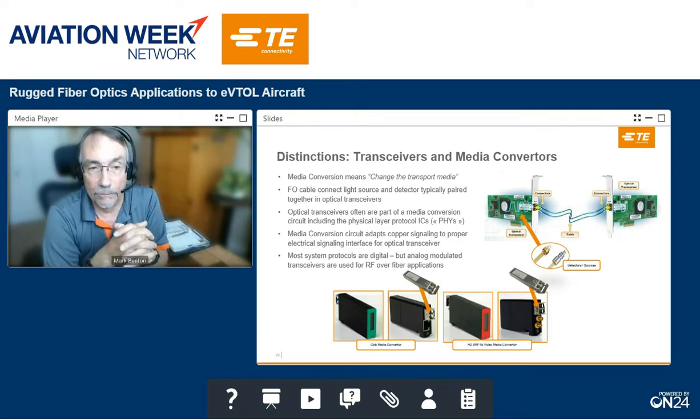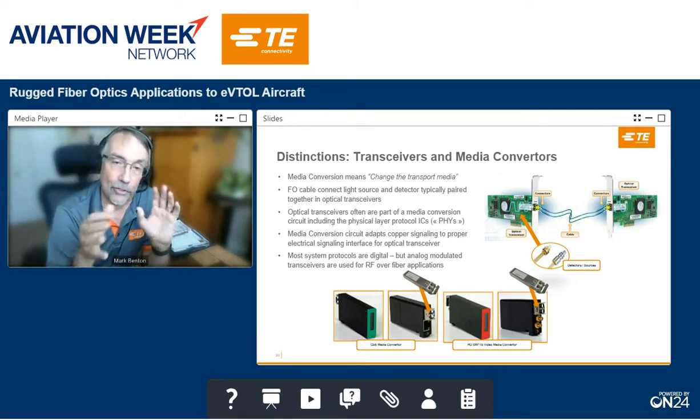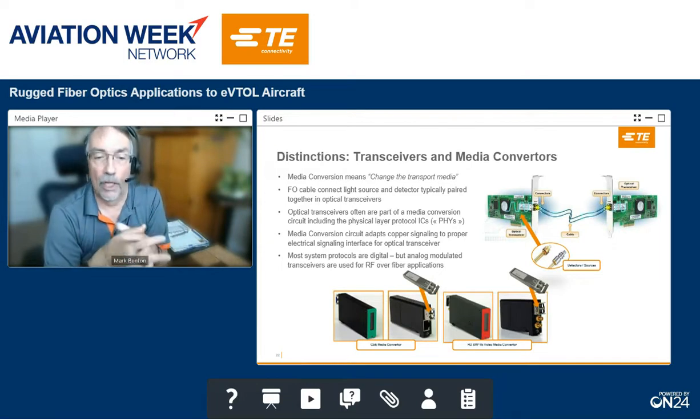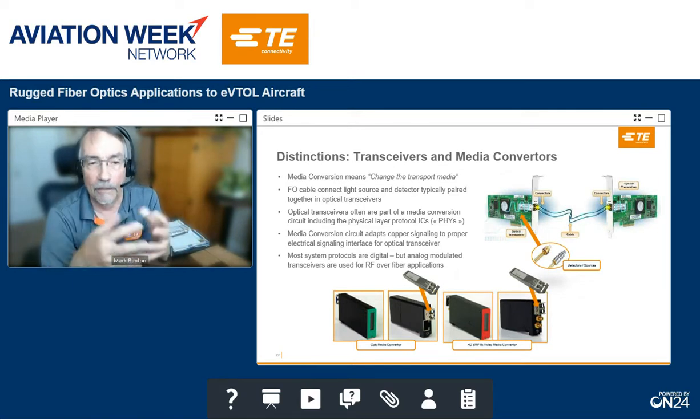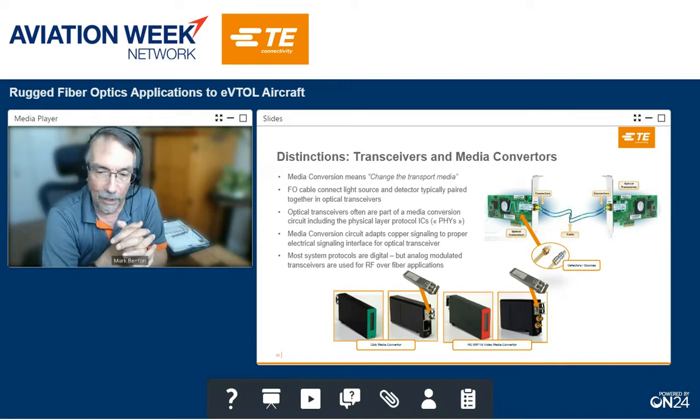And so when you look at media conversions and transceivers, there's some functionality like this involved in these systems that does that connection from the copper world into any of these fiber networks that you're going to find on an eVTOL or any other platform for that matter.